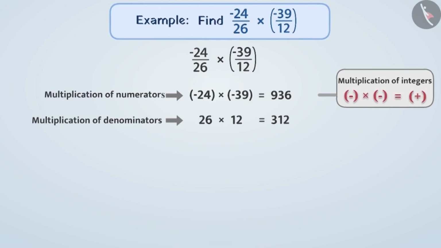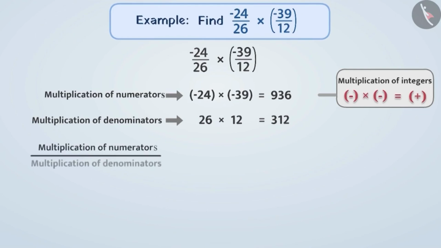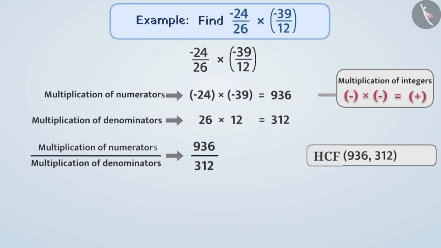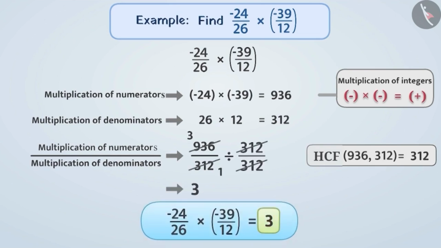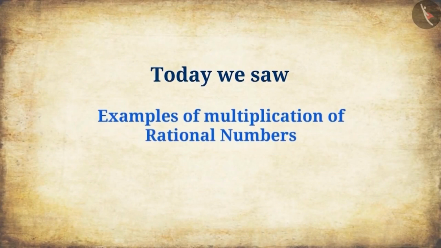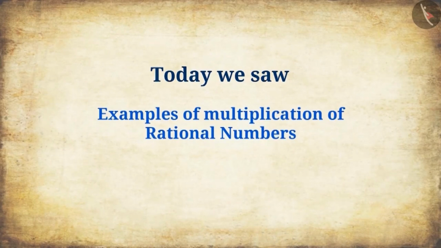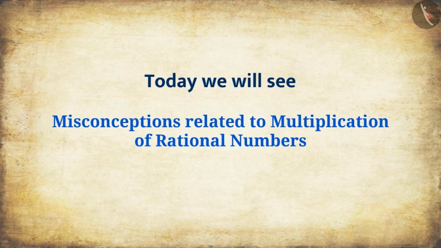Now we write the product of the numerators and the product of the denominators and express the result as 936 by 312. Here, the HCF of the numerator and denominators is 312. When we divide both the numerator and denominator by 312, we get a result 3. So today we saw examples of multiplication of rational numbers. In the next video, we will see certain misconceptions of rational numbers.